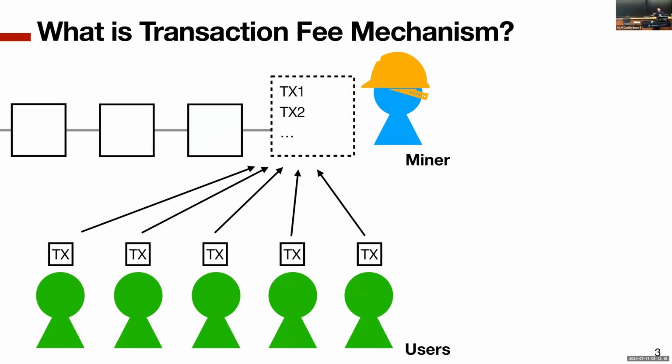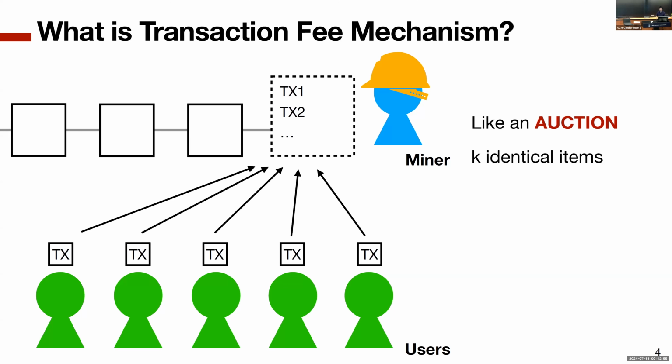And what is a transaction fee mechanism? Because the computational power is limited, a miner cannot include an infinite amount of transactions into the block. We have to do something to allocate the resource efficiently. And this is what a transaction fee mechanism is. In this talk, you can think of it as auctions. We want to allocate the resource, but here, the items we want to sell are the block space. And we assume all the transactions have the same size and the order doesn't matter. So in other words, the items we want to sell are K identical items.